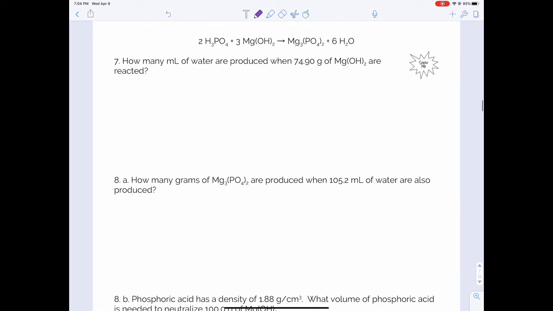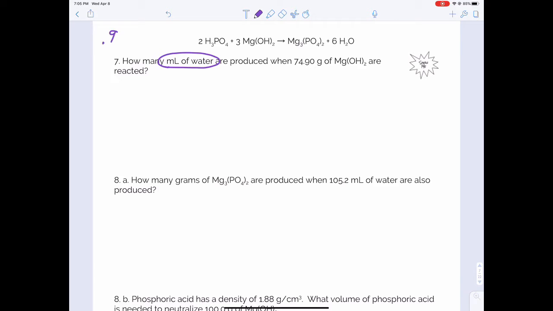So we're going to do a few sample problems with these. The first one, number 7 here: how many milliliters of water are produced when 74.90 grams of magnesium hydroxide are reacted? And of course, in a stoichiometry problem, we need to use a balanced chemical equation. So the question says milliliters of water. Since that's volume of water, I know that I'm going to need to be using the density of water.